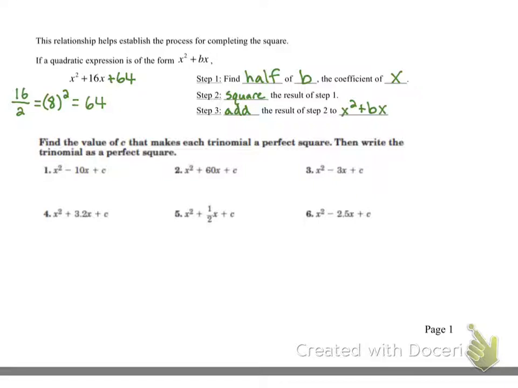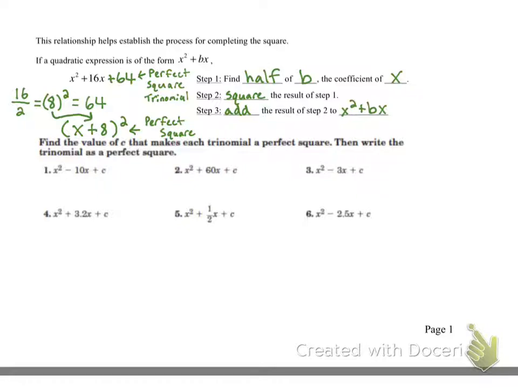This next section wants you to find the value of c that makes each trinomial a perfect square, and then write that trinomial as a perfect square. So number 1, looking back, first time through, looking at the notes. You can add those into your notes.